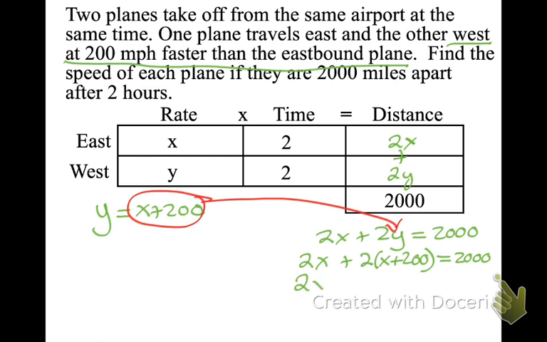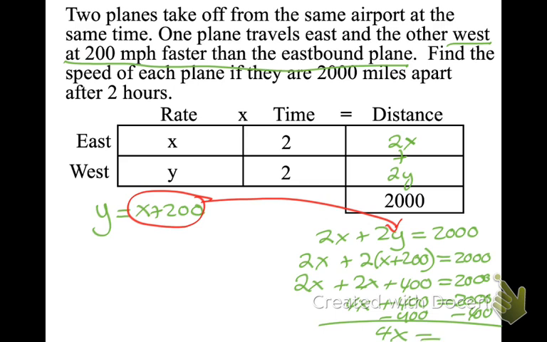So 2x plus 2x plus 400 equals 2,000. 4x plus 400 equals 2,000. Subtract the 400. 4x equals 1,600. I'm dividing by 4 on both sides, and we get x equals 400. And then to find the y, I'm going to use this equation. Y equals 400 plus 200.